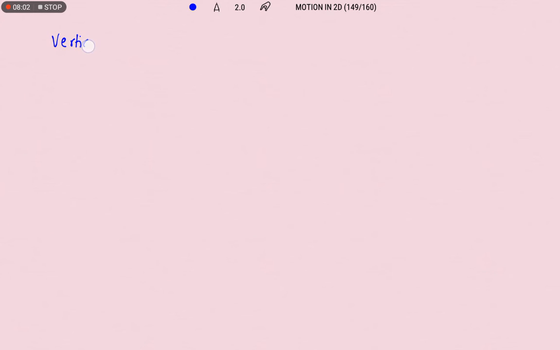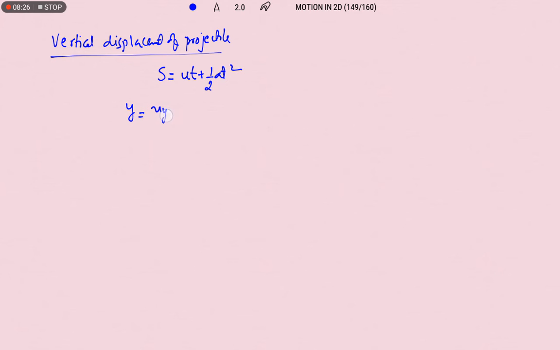So vertical displacement of projectile. The expression we are using is the second equation of motion, s equals ut plus half at square. So we can write y, vertical displacement I am taking as y. So y equals uy t plus half ay t square. So after t seconds, what is the vertical displacement I am writing?